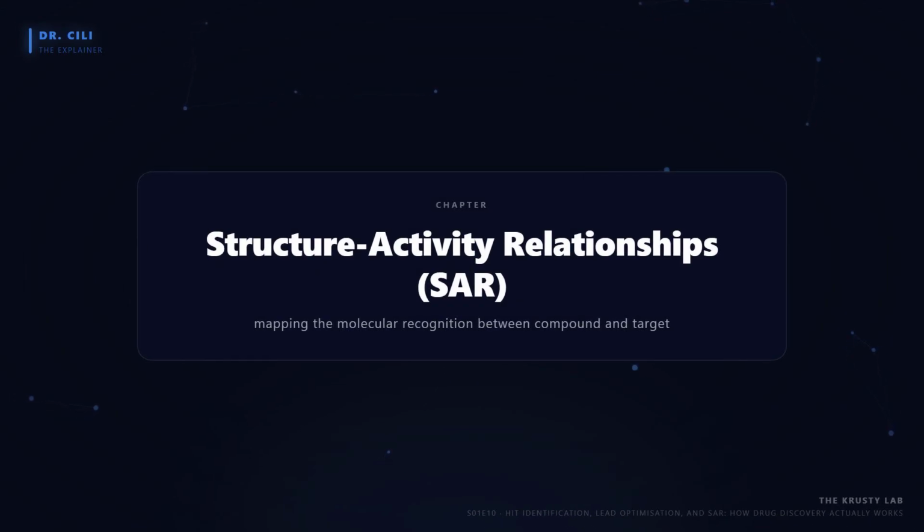This is where structure-activity relationships become the central tool. You have a confirmed hit with acceptable drug-like properties. Now you systematically modify the molecule and measure how each change affects activity. Every position on your scaffold, every functional group, every ring, you explore what happens when you replace, remove, or add something. This builds your SAR profile.